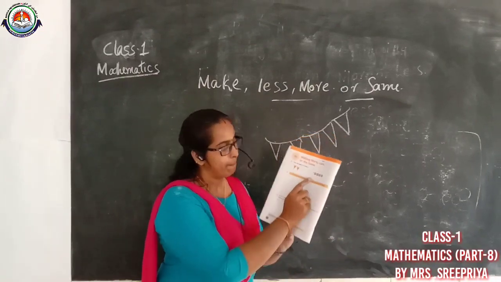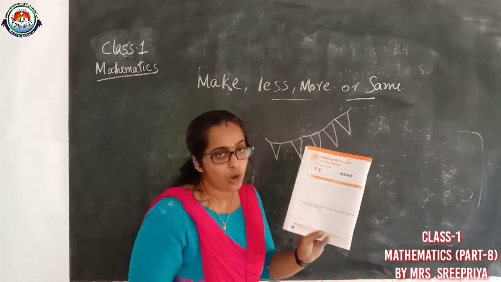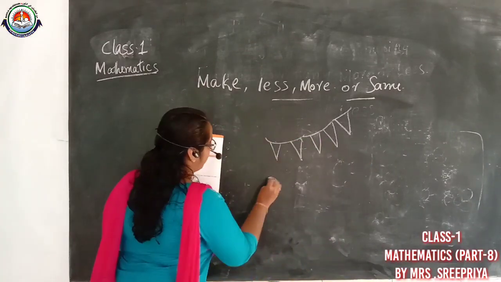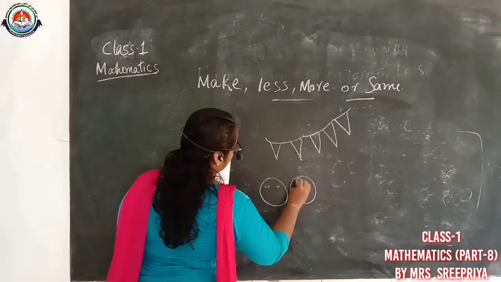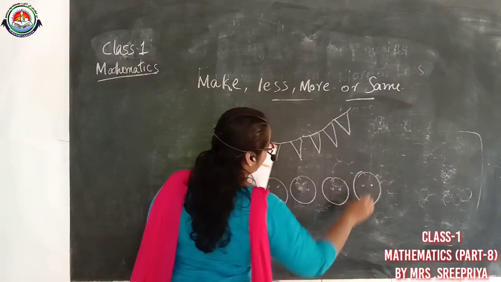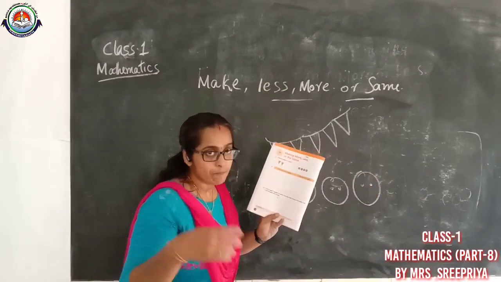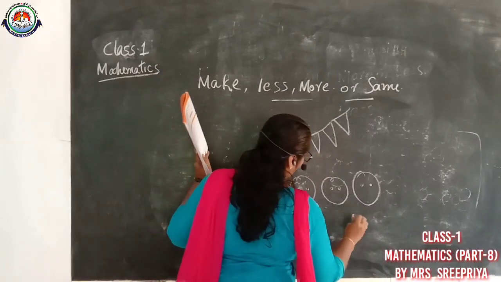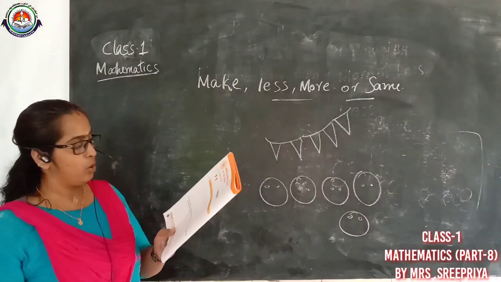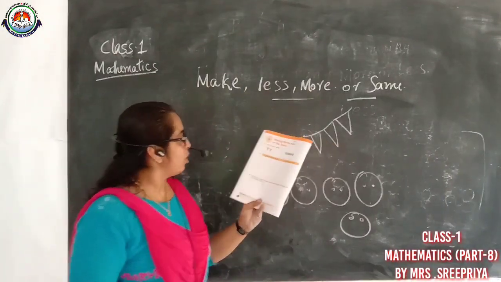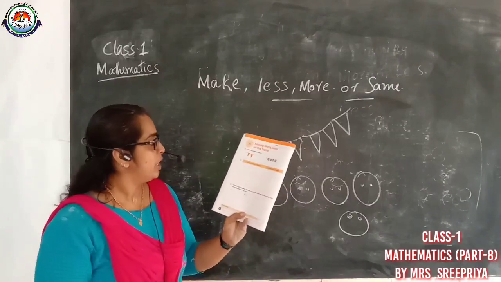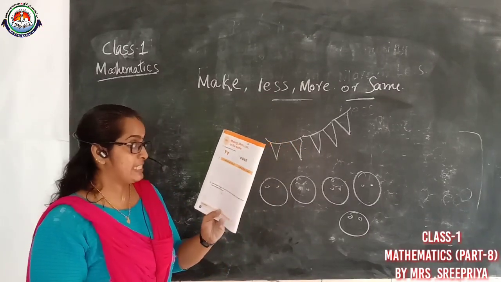Next one, B. How many are there? 4 are there. So how can we make it 5? 4 already there, 1, 2, 3, 4. Yes, we need to draw more. 4, 5. Very good. We need to draw 1 more. Yes, all of you look here. Finish.